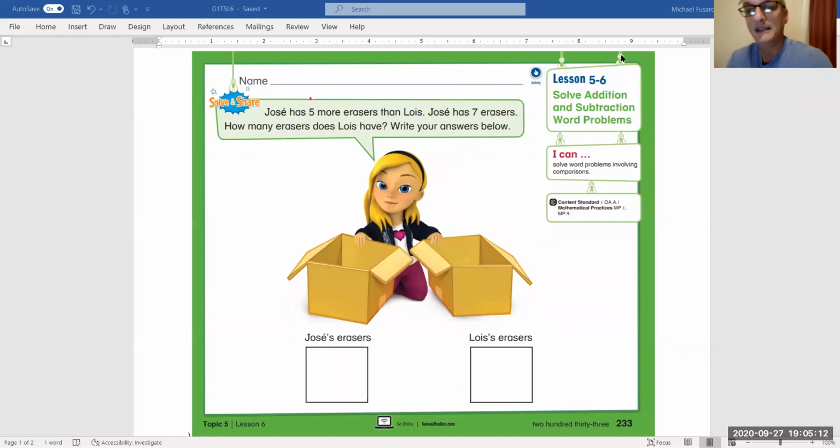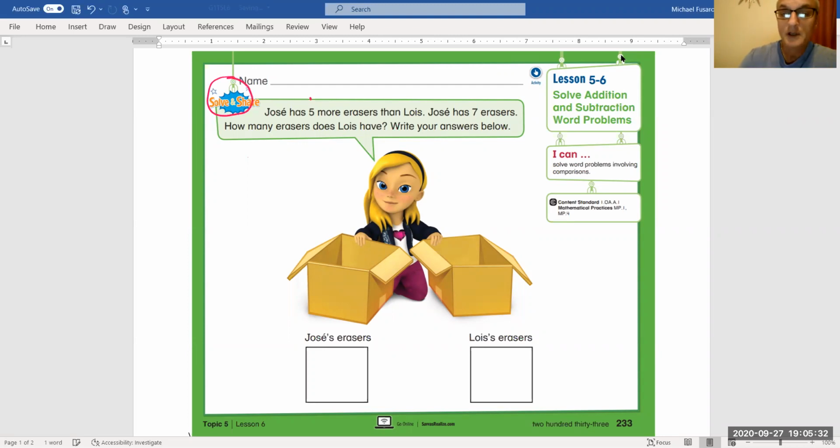So again, today's lesson is 5-6, solve addition and subtraction word problems. After today's lesson, boys and girls, you're going to be able to say, I can solve word problems involving comparisons, seeing how the numbers are different, okay? So let's get started. Emily's got a great solve and share for us today.